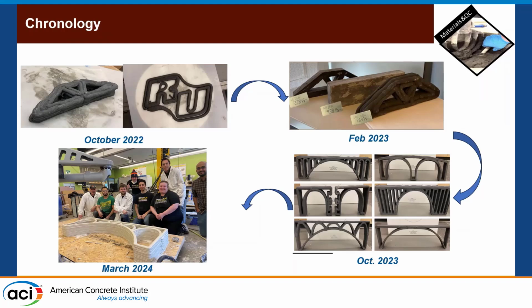So here is our chronology. This is what we started in fall 2022. We started with a clay printer. It was a really rough print, but you can see we also had good extrusion. In February 2023, we were able to print very small beams, geared toward undergrad students. And after that, in October 2023, we were able to print arch-like structures, or what we call compression-only structures. And in March 2024, actually this month, we were able to scale it up.